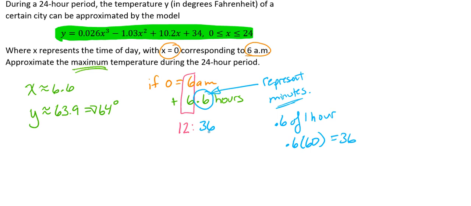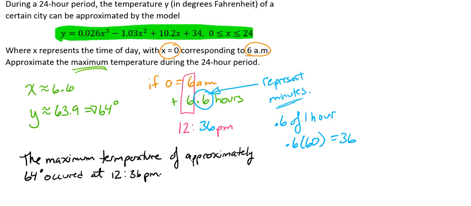So 6 hours past 6 a.m. is going to be 12:36 p.m. So we can say that the maximum temperature of approximately 64 degrees occurred at 12:36 p.m. And we're finished.